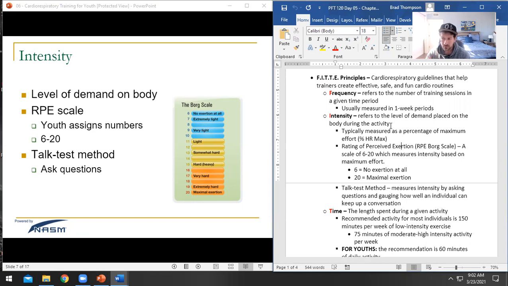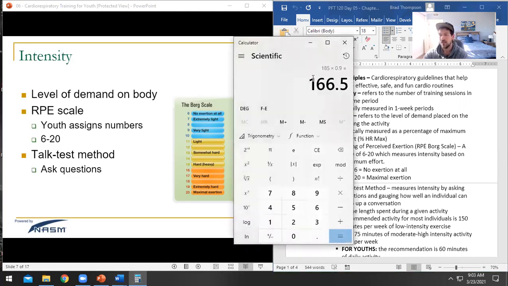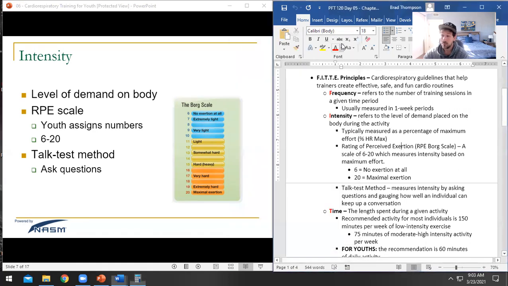I know that because we know the level of demand in comparison with maximal effort, right? Well, the same thing is true of our cardio. If I know that my maximal effort is a heart rate of, let's say, 185, and I want to work at maybe 90% of that, then I would just take 185 times 0.9. That would give me about 166 and a half. And that'd be pretty good. That'd be 90% of my max intensity there. This is usually regarded as a percentage of your maximum effort heart rate max.